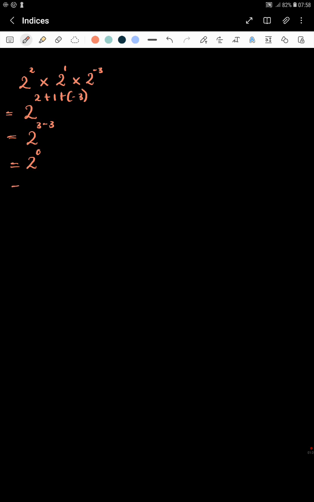And 2 to the power 0, according to the laws, any number that is raised to the power 0 will give you an answer equal to 1.